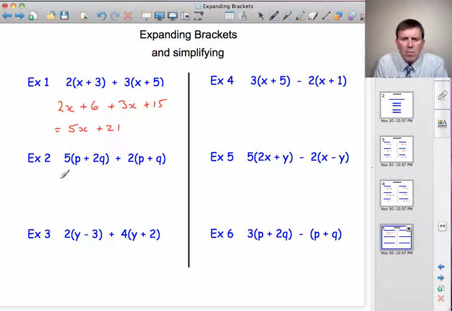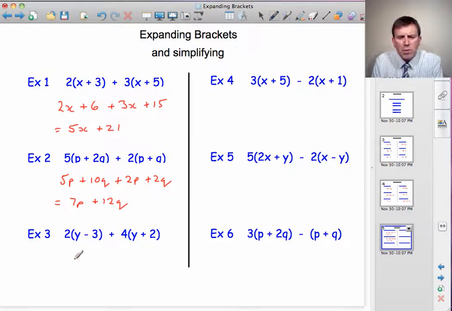Example 2. 5 times p is 5p. 5 times plus 2q is plus 10q. Second bracket. Plus 2 times p is plus 2p. Plus 2 times plus q is plus 2q. Now we can collect together the p's and the q's. How many p's? 5p plus 2p is equal to 7p. Q's: plus 10q plus another 2q is plus 12q.